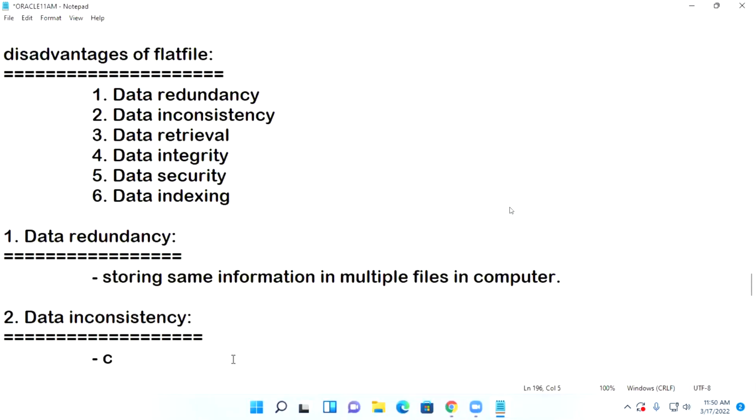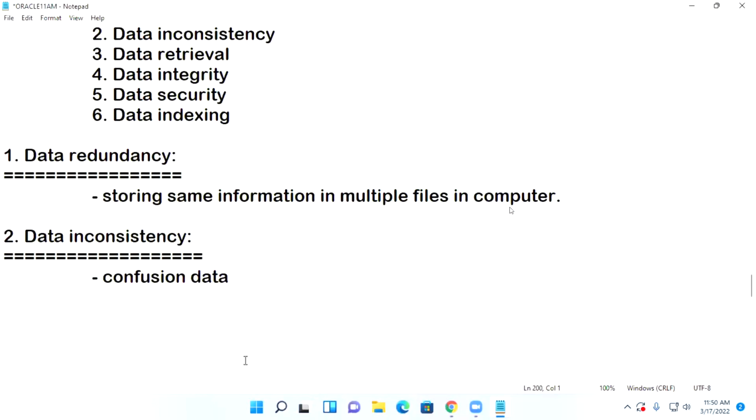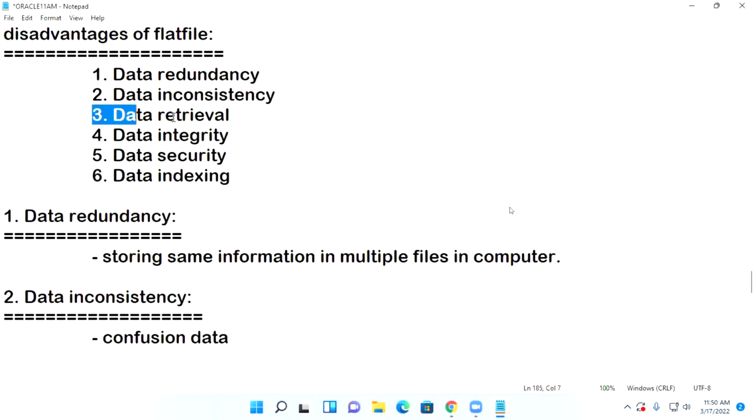Inconsistent means confusion of data. So I will give a shortcut here: confusion of data. Data is not regular, data is irregular. If you change data in one file, the corresponding data in another file will not change. That I have given in the documentation. No problem. So now, the next one.